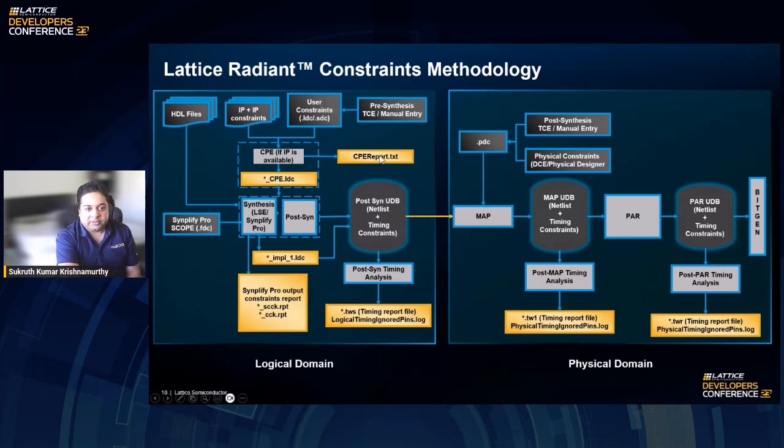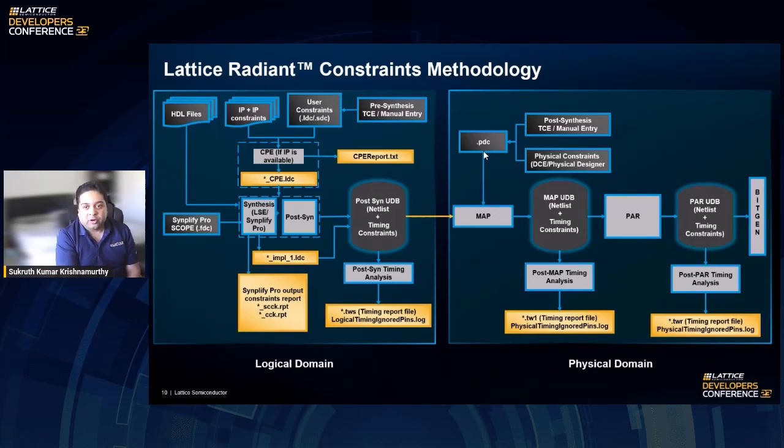Once a post-synthesis UDB is generated, and if you are satisfied with the timing results, run map on this design. In the map stage, users can input more additional timing constraints or can also include physical constraints. These constraints can be input using the form of a PDC file. PDC stands for physical design constraint file. The physical design constraint file can include timing constraints and also physical constraints.